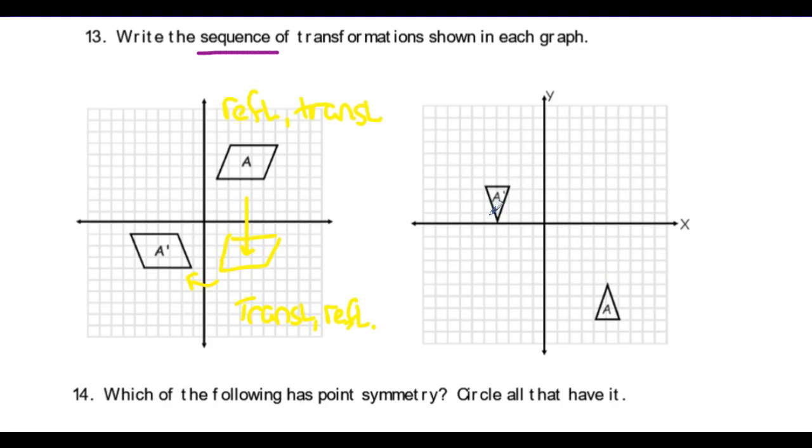Over here we went from this to this, and notice A prime is upside down. So I would venture to say, could it be a reflection? It could be a reflection. It would end up 1, 2, 3, 4, 5, 1, 2, 3, 4, 5. It would be upside down, so it could be a reflection.